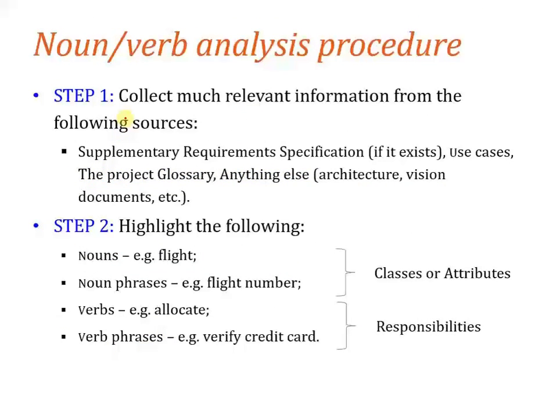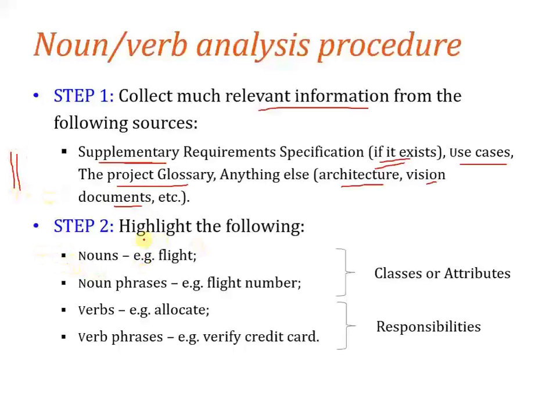Here is a stepwise procedure for noun and verb phrase analysis. The first step is that we need to collect much relevant information from many sources. As I have already said, the first major source will be the use case diagram and use case specification, and also your requirement specification. Apart from this, we go for the supplementary, that is, add-on requirement specification. If it exists, we can take it, otherwise we can drop it. Apart from it, the use case and also the project glossary are again important, and some other information such as architecture, vision documents of the company, etc. So take all these sources and analyze them.